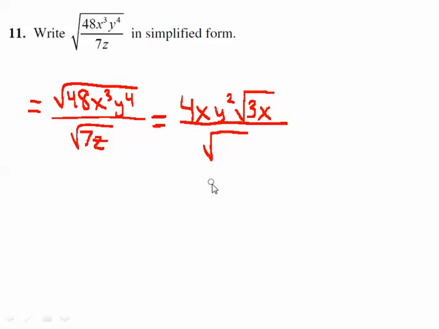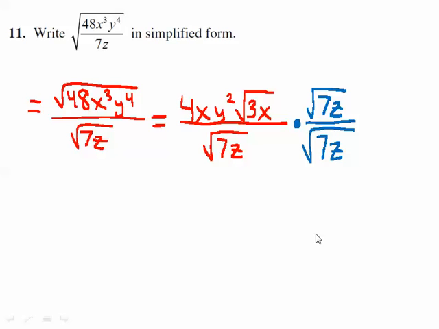I don't think so, no. 7z is not going to reduce. Still stays 7z. So the next step is just simplify if you can. Once you got to this step, now let's take a look at getting rid of that 7z radical. So multiply both sides by radical 7z.